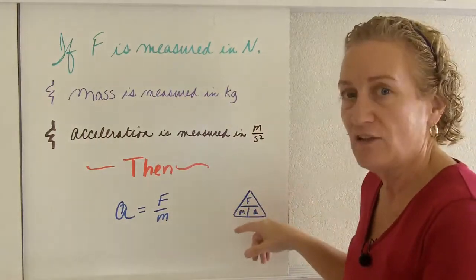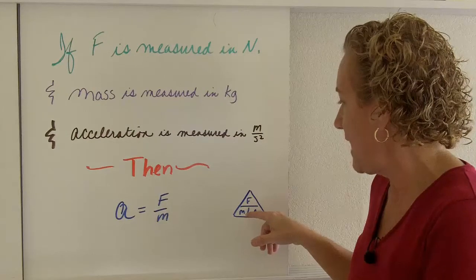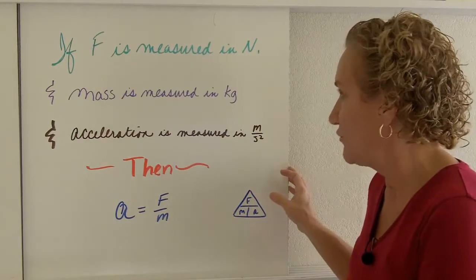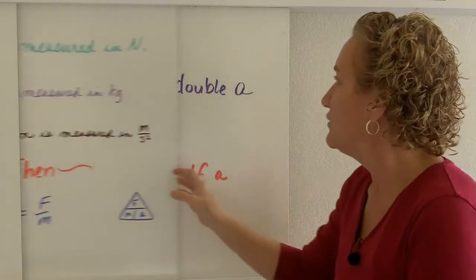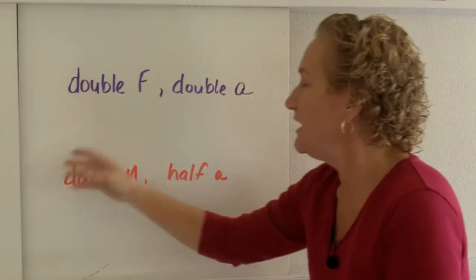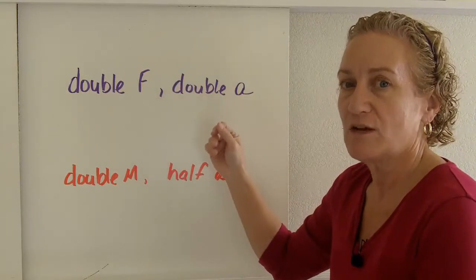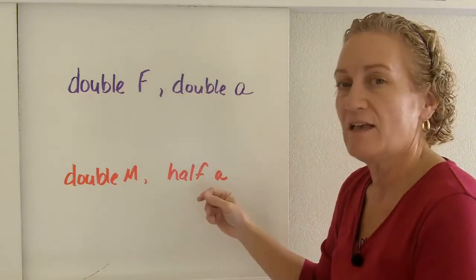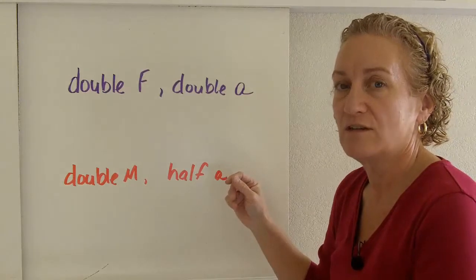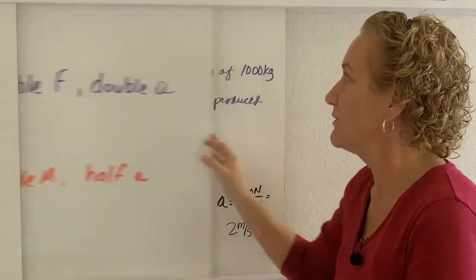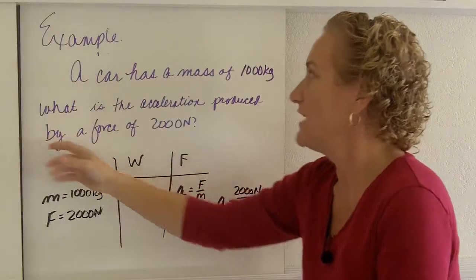If you need the magic triangle, there it is. Force, mass, acceleration. Okay? There's your magic triangle. All right? So let's see what that looks like. If you double F, you're going to double A. If you double your force, you double your acceleration. If you double your mass, you have half the acceleration. Pretty easy so far. So let's do a couple of examples. We're going to do 2.5 examples.